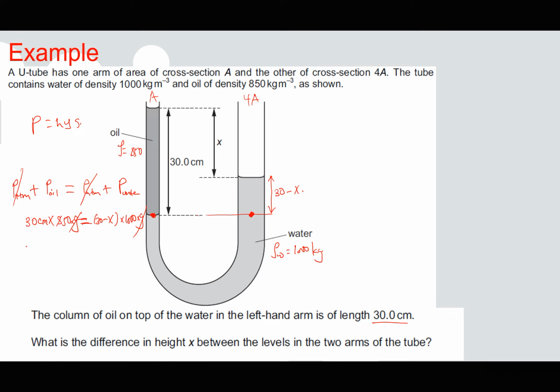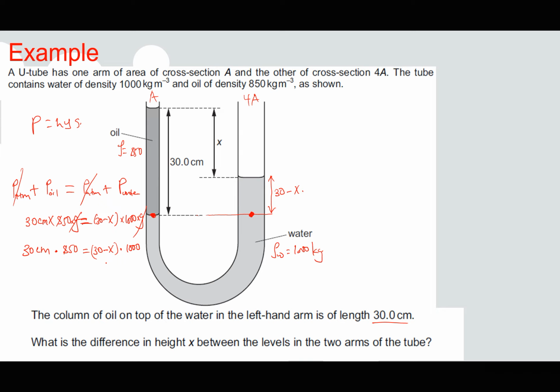So you remain with 30 centimeters times 850 equals 30 minus x times 1000. Okay, I'm trying to find x, because the question is what is the difference in height, x, between the levels in the two arms of the tube. So I want to find x. So I'm going to just make x the subject.